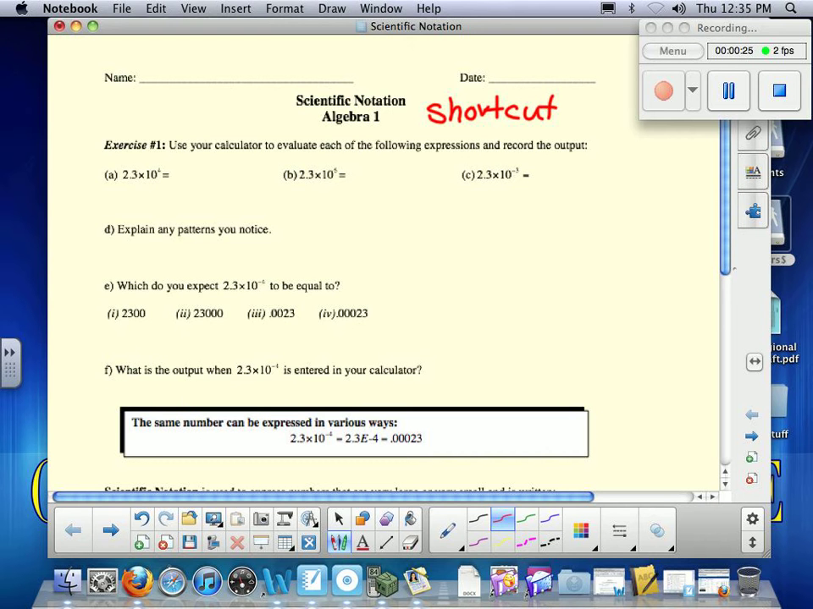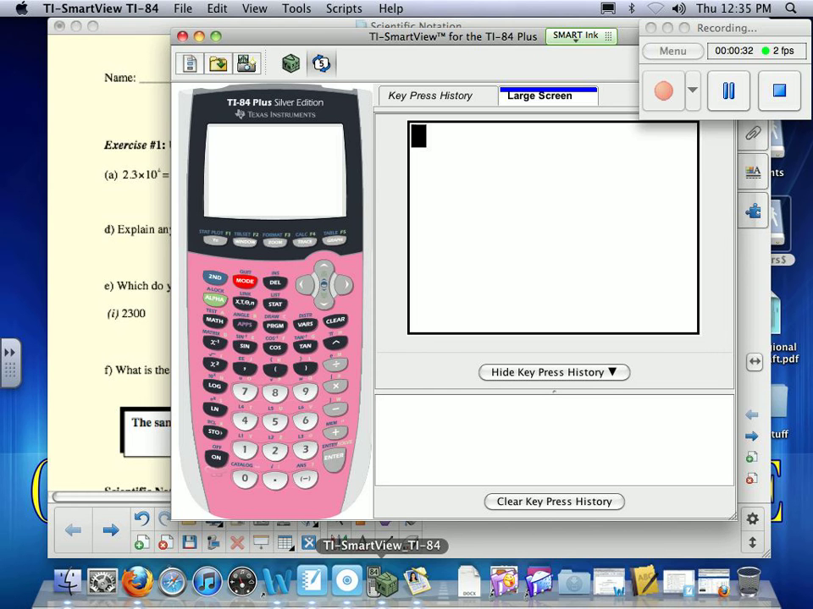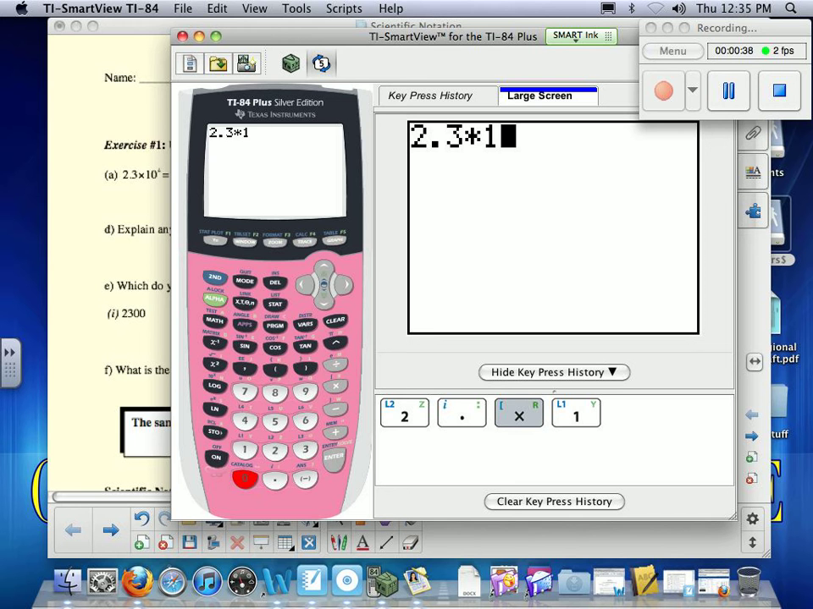So, let's jump right to our calculator and get some number crunching going on here. We'll talk about maybe some shortcuts that we can find. Our first problem is 2.3 times 10 to the fourth power. So we just type it in, nothing new there, and it gives us our answer.